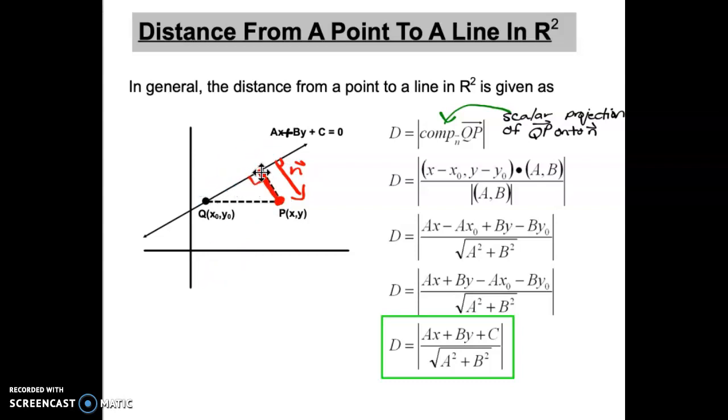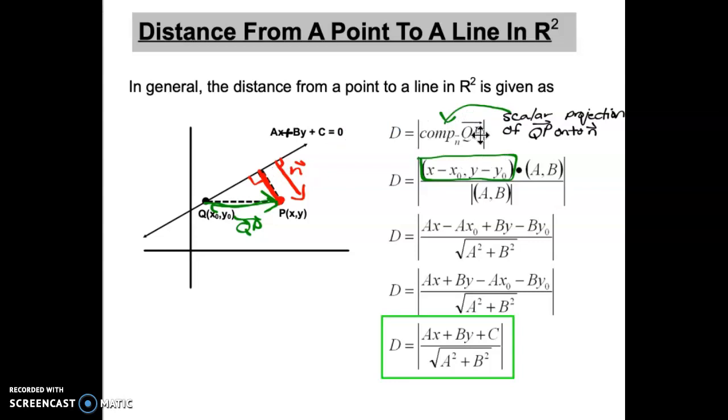So if we want to find the length of this red section, what we're going to end up doing is taking the vector QP, where Q is just some point on the line, which we can find by doing P minus Q, which is what they've done right here. There's our vector QP. And we are going to project QP onto N. And because we only want length, we're going to do the scalar projection of QP onto N.